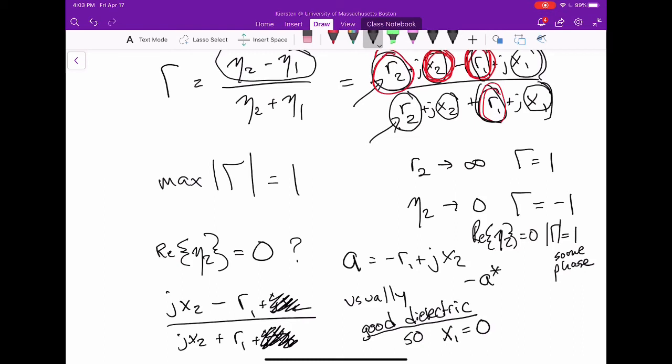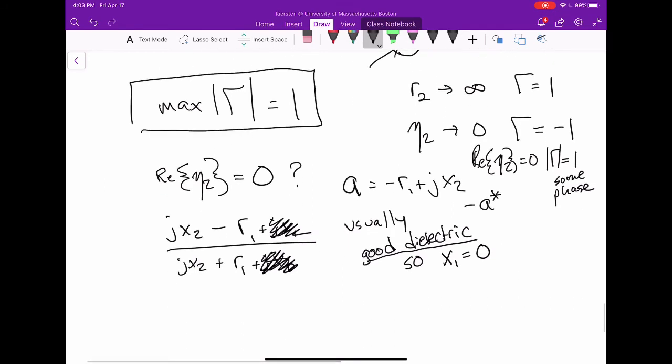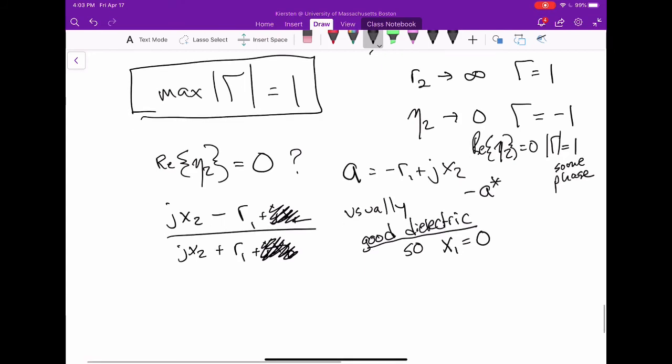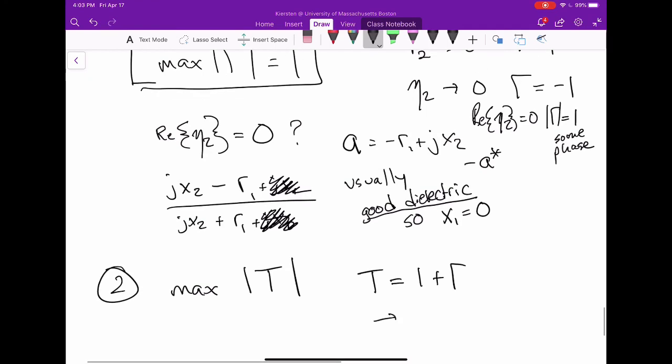All right, so knowing that the maximum possible magnitude for gamma is equal to 1, the second thinking question that we have here is, what's the maximum possible value of the magnitude of the transmission coefficient? Transmission coefficient is 1 plus gamma, so if we end up with gamma equals positive 1, then the maximum magnitude for t is 2.